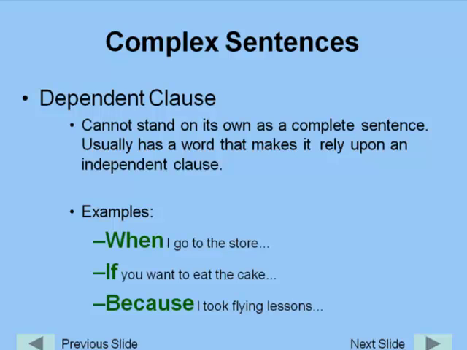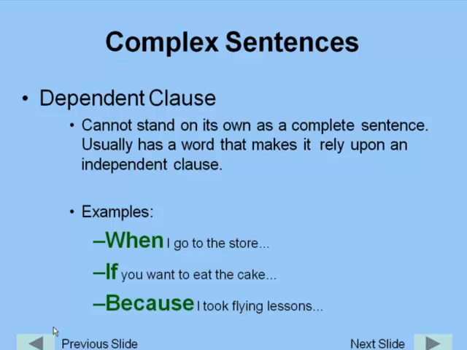Okay, we've talked about combining two independent clauses, and so now we need to talk about the other kind of clause, which is a dependent clause. While an independent clause can stand on its own, a dependent clause cannot. It cannot stand on its own as a complete sentence. And usually the reason for this is what we call a subordinating conjunction.